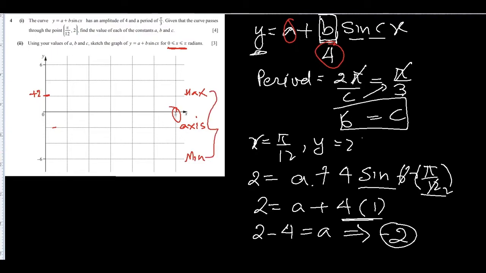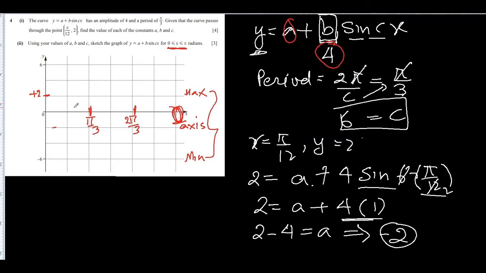Next, the period is pi by 3. That means 1/3 of this. This is pi. So pi by 3 will be what here? Yes, this is pi by 3. This will be 2 pi by 3. That means one cycle must complete within this particular period. So let's start that.